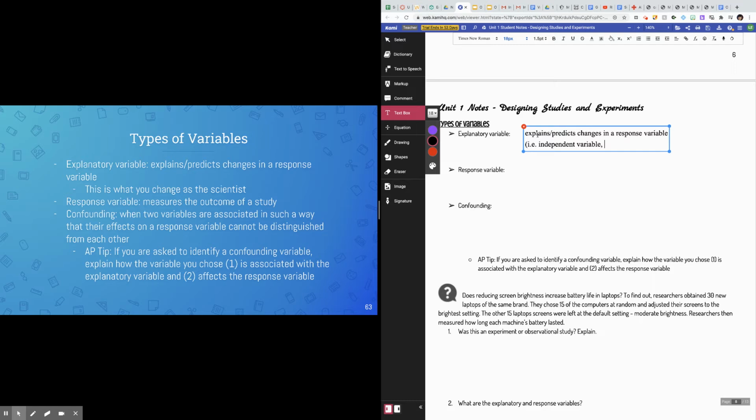This is your independent variable. This is what you change as the scientist. Okay, basically, if you're thinking about like a scatter plot, it goes on the x-axis. Okay, independent, explanatory, it's what you change as the scientist. It's what you're using to measure the response variable. Okay, so your response variable measures the outcome of a study. Okay, so i.e., dependent variable.